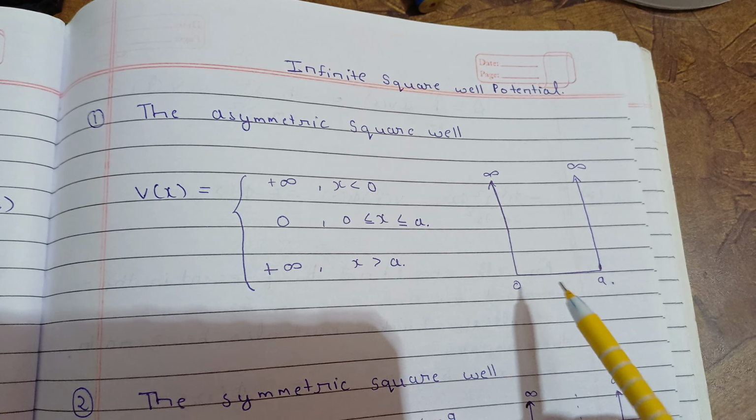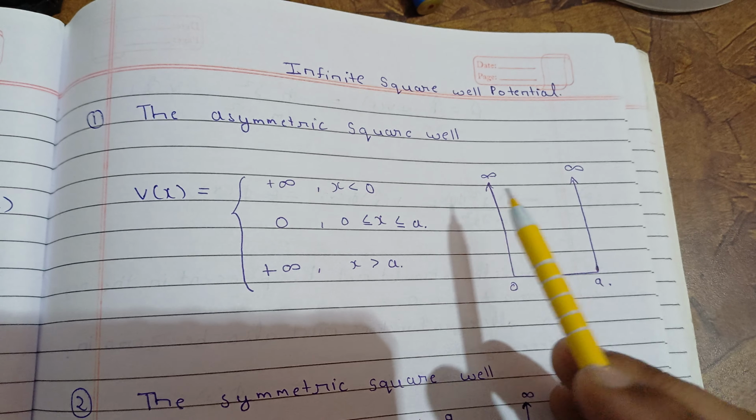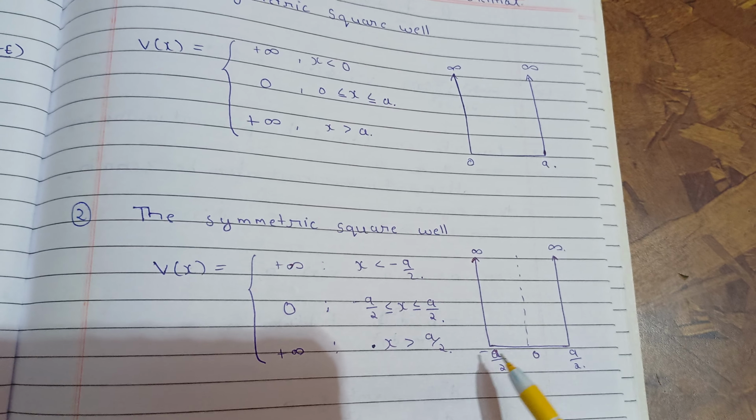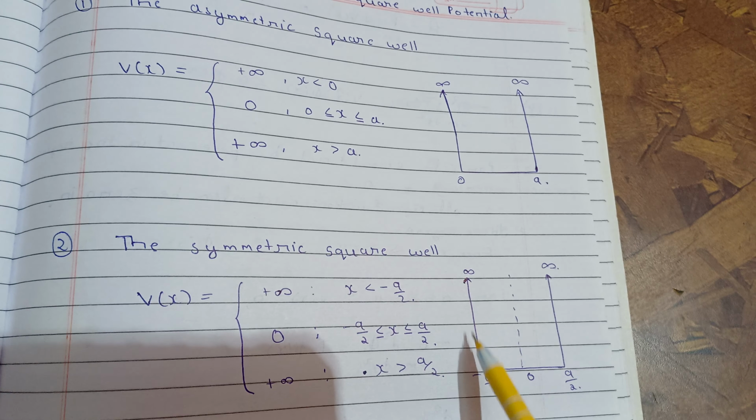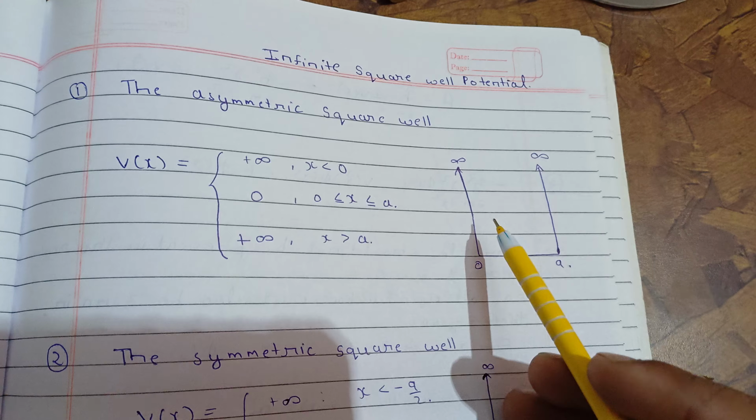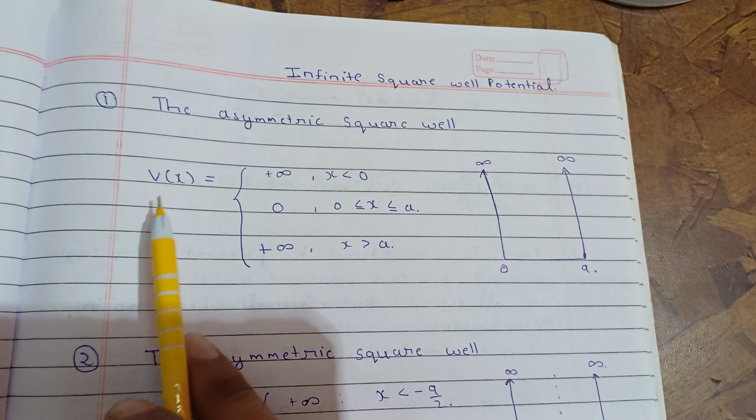Asymmetric means you will define it from 0 to a, and for the symmetric case you will define it from minus a by 2 to a by 2. But the well will remain the same. So these are the two conditions, and we'll study them separately.